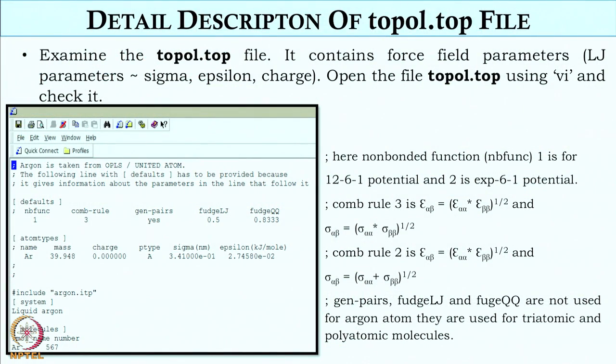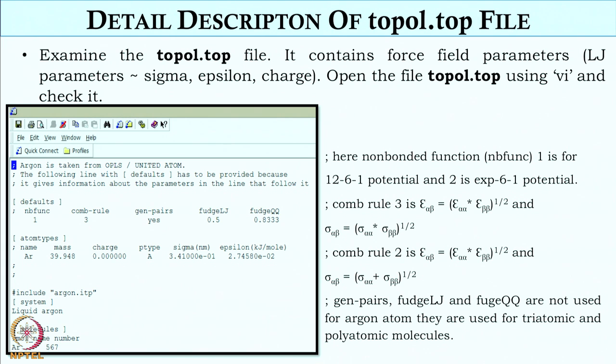So this is the topology file of the argon atom. Here we see that there is an NB function defined, which is defined as 1. The semicolon is for a comment, which means the first three lines are comments. Below the defaults there is the NB function. NB function is the non-bonded function, and it is 1.